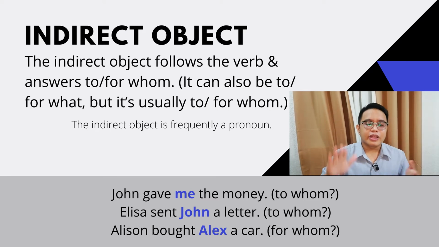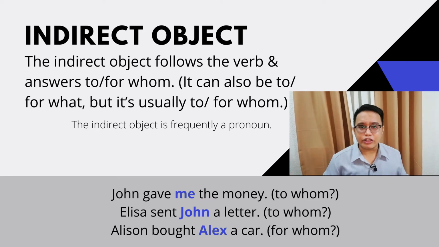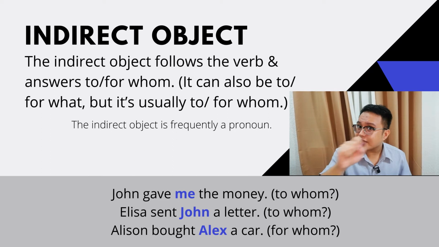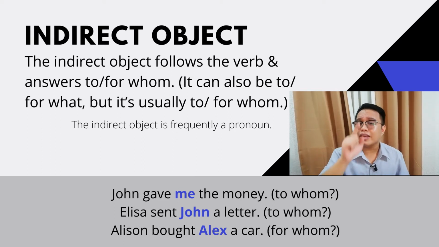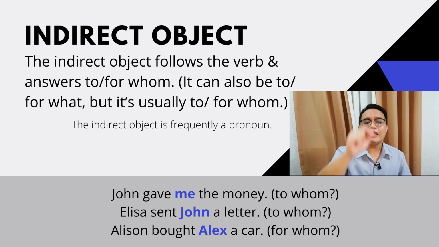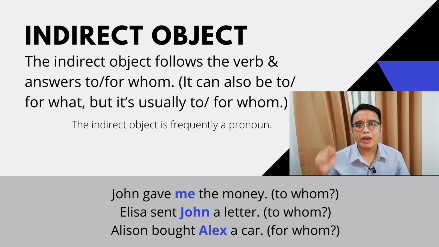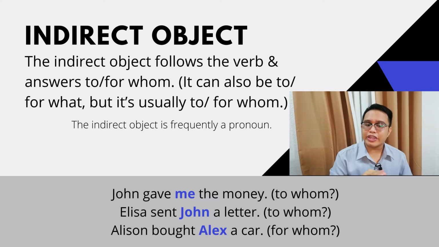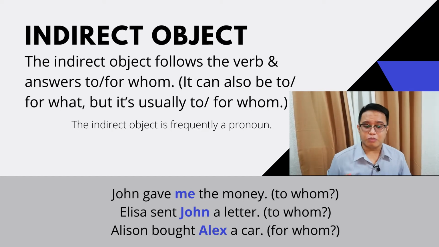Another example, Elisa sent John a letter. Elisa sent what? Di ba? Direct object. Elisa sent what? Very good. Elisa sent a letter. To whom did Elisa send the letter? Para kang kinsa niya gisend ang letter, para ni John. And John there is our indirect object.